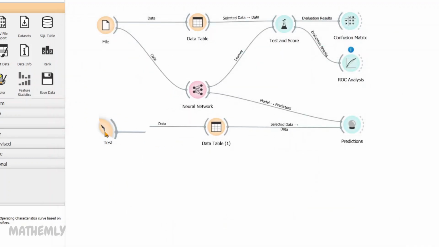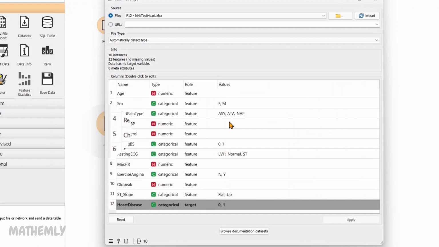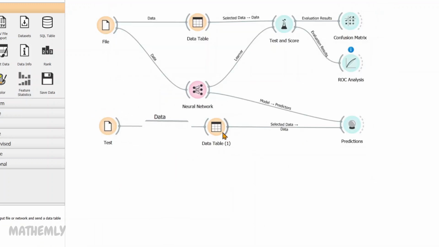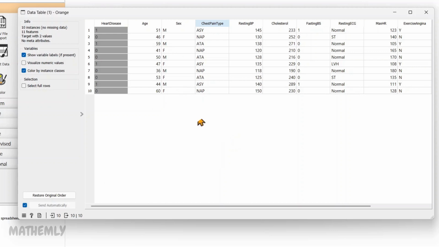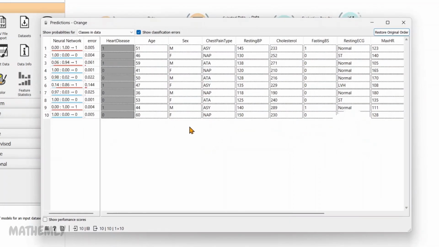Finally, I have imported another test file that contains 10 rows of new unseen data. As you can see in the data table widget, this data will be used to test how well our trained neural network model performs on data it hasn't seen before. Next, I have added the predictions widget to evaluate how the model performs with the testing data. By looking at the results, we can see how well the model performs on unseen data. All the rows are accurately predicted.